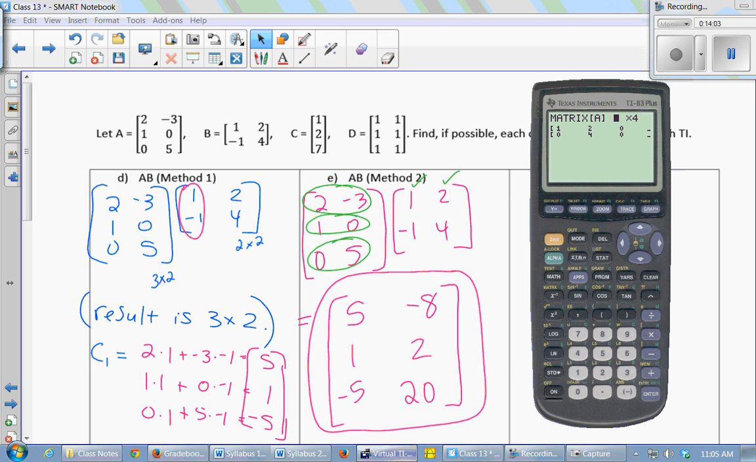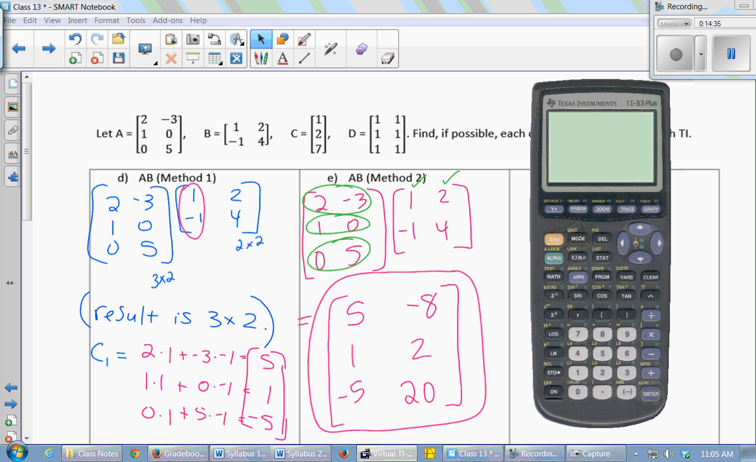All right, so my matrix A is 3 by 2, and I've got 2, -3, 1, 0, 0, 5. And then go back into matrix, and I got to put in matrix B, edit B. That's a 2 by 2, and we have 1, 2, -1, 4.